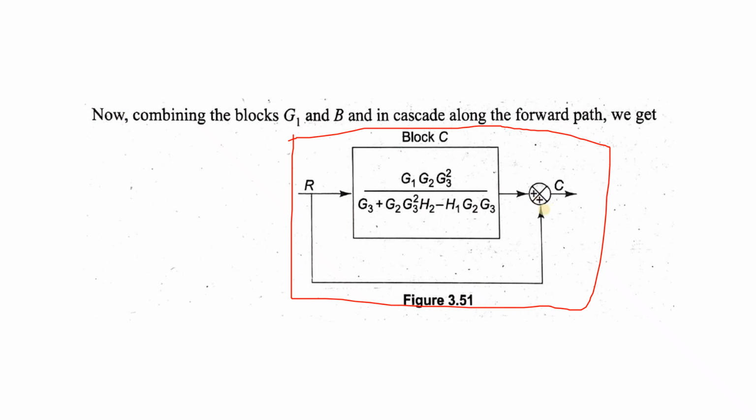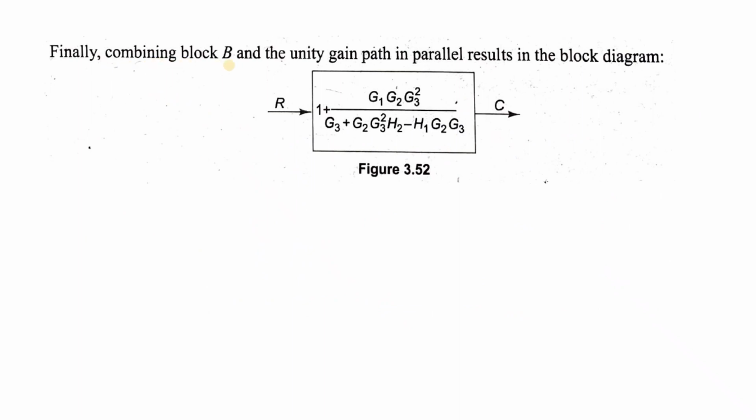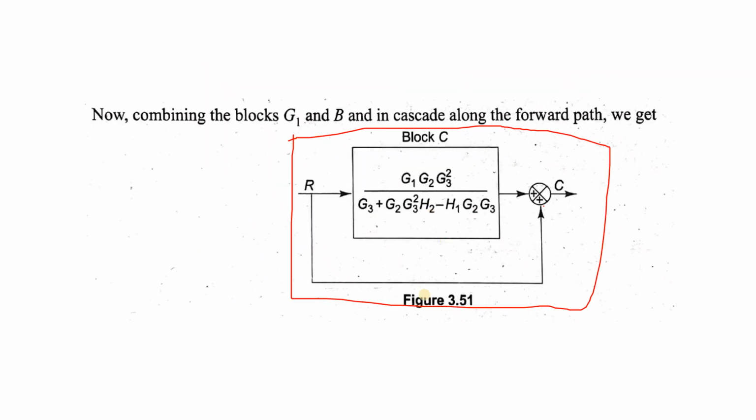Now you see, this is a closed loop. No, it is not a closed loop, because as it is, this is not a feedback. So now combining G1 and GB, we get this, as we have shown. Now combining the unity gain path. So this is a unity gain path, so it is not a feedback path.